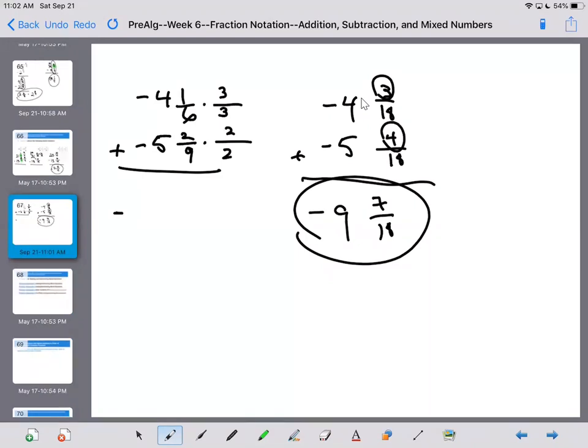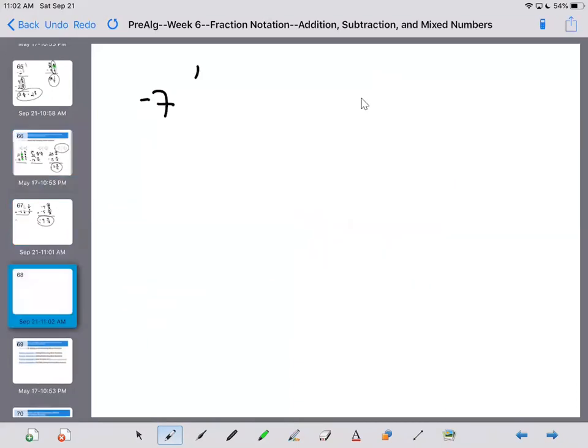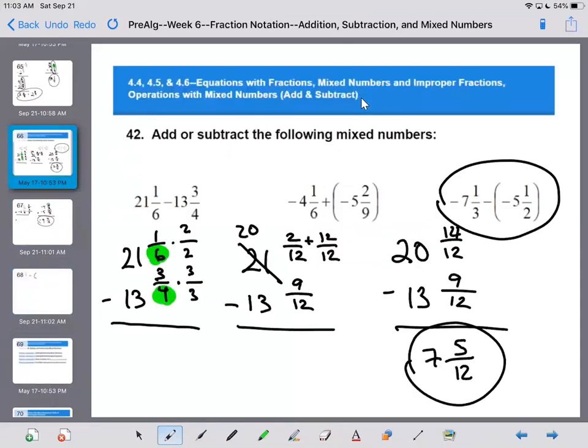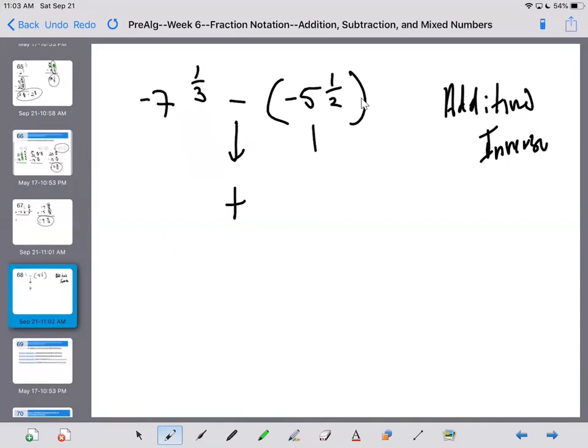And then the last one, we notice we've got negative 7 1/3, and we're going to subtract negative 5 1/2. Well, remember, if we go back to our first exam, if we use the additive inverse, we can change the subtraction to addition, but we've got to take the inverse of negative 5 1/2, which would be 5 1/2. So now I've got negative 7 1/3 plus 5 1/2.